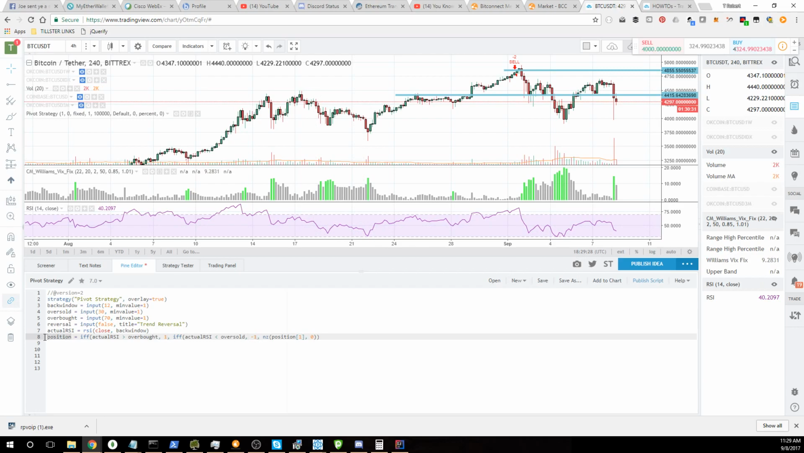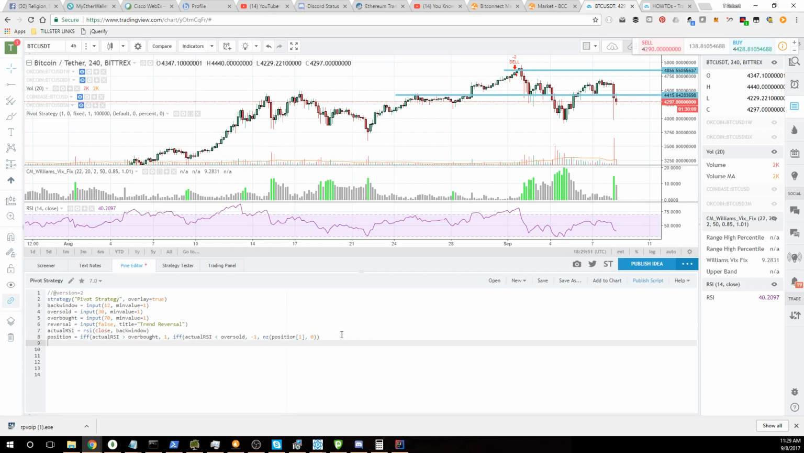Now, position is equal to 1. At the end of this equation, position is equal to one of three values. Either it's 1 if we moved above overbought, or it's -1 if we're below oversold, or it's the previous value, or 0.